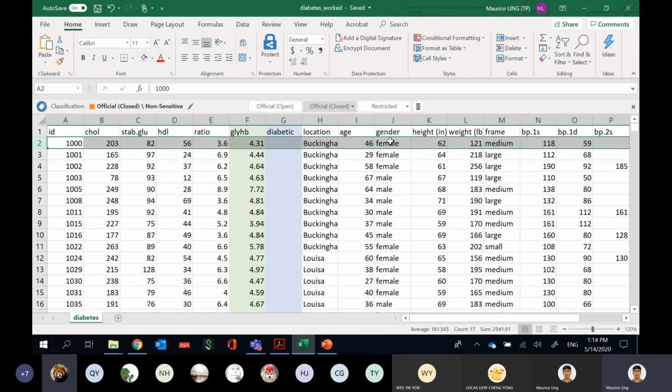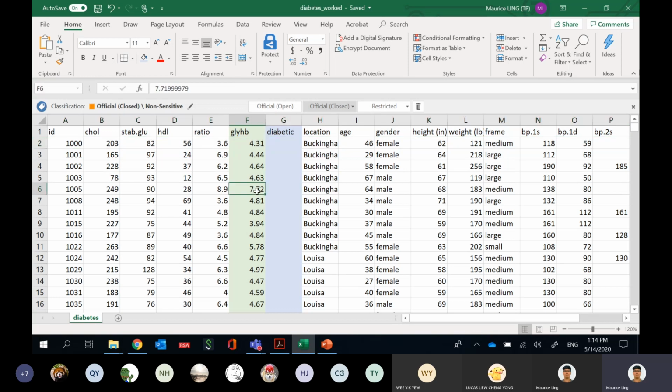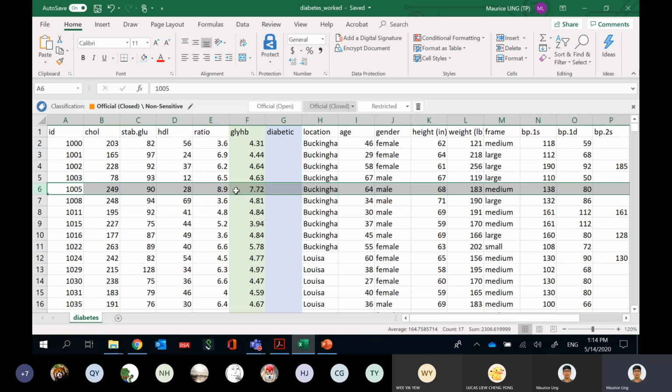Is this patient diabetic? Nope. Nope. No. Because it's 4.31. In fact, it's probably low blood glucose already. So the only one that's diabetic is probably 6, correct? In this row number 6. Makes sense because it's more than 7.